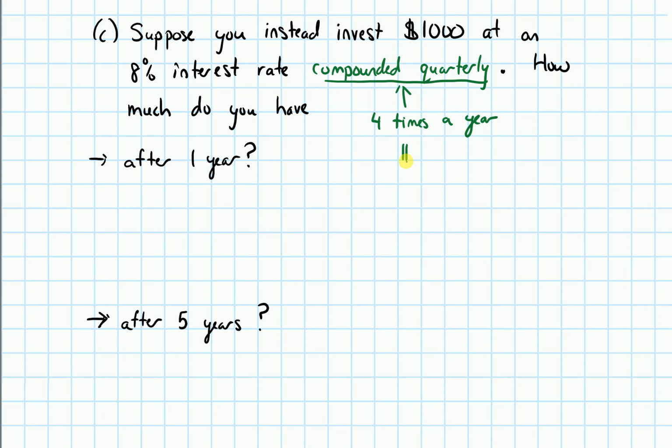So each time we get interest here, we're not going to get 8% every single time. That would be really, really high. What compounded quarterly means is they're going to take this interest rate, divide it into 4 equal pieces, and give us that interest rate 4 times a year. So we would get that 8% interest rate divided into 4 pieces. So 8 divided by 4, that's 2%. We're going to get 2% each time.